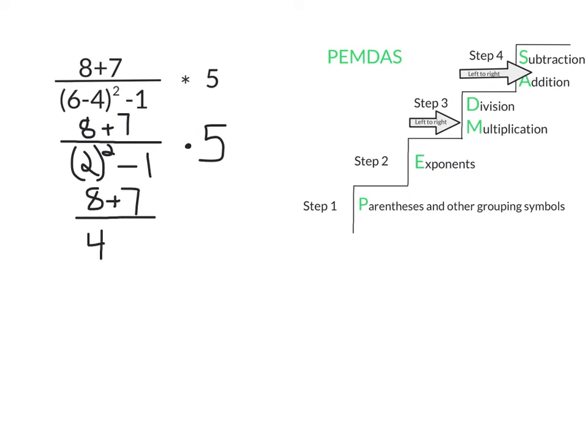2 times 2 is 4. So since I've been working on the bottom there, I'm going to continue with that because I got to do everything above and below the fraction bar before I can do the division. So I'm going to go ahead with that 4 minus 1, which is 3. Then, like I said, you got to do everything above the fraction bar and below it before you can do the division, because that's what the fraction bar means. So I got to go ahead with this 8 plus 7.